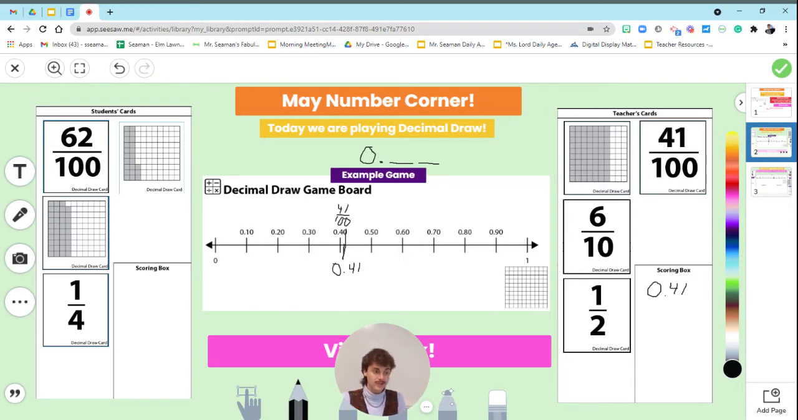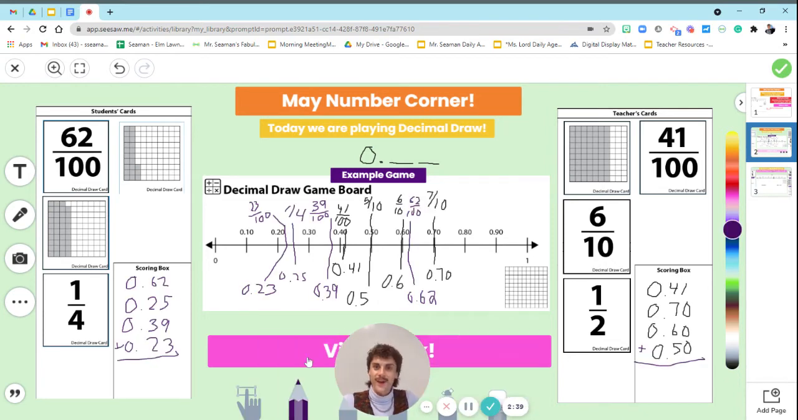Now you are going to do that for all the pieces, for the teacher's cards and the student's cards. I'm going to come back and show you what that looks like when I have all of it done. Okay, everybody.